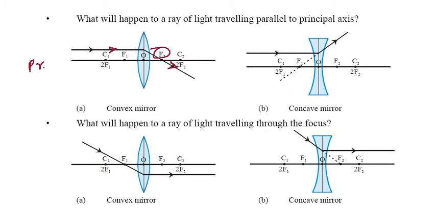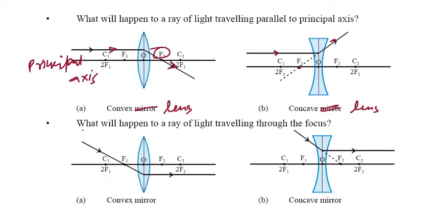You can write here: principal axis. Now in concave, you can write it is not a mirror, it is a lens, and here also it is a lens. Now it seems to be coming from the focus. That is the focus, so the path of the ray looks like this.